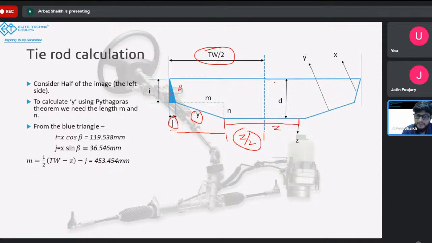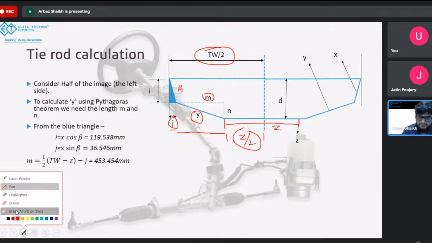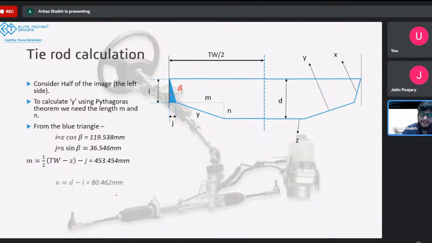Using this, the unknown we have is m, so we can calculate m is equal to half of TW by z, TW minus z minus j, that comes out to be 453 mm. And similarly, to calculate n, we can say n plus I is equal to d, because this is the whole length. So I know d, I have calculated I, I can simply calculate n. So using that, I have gotten the n value.